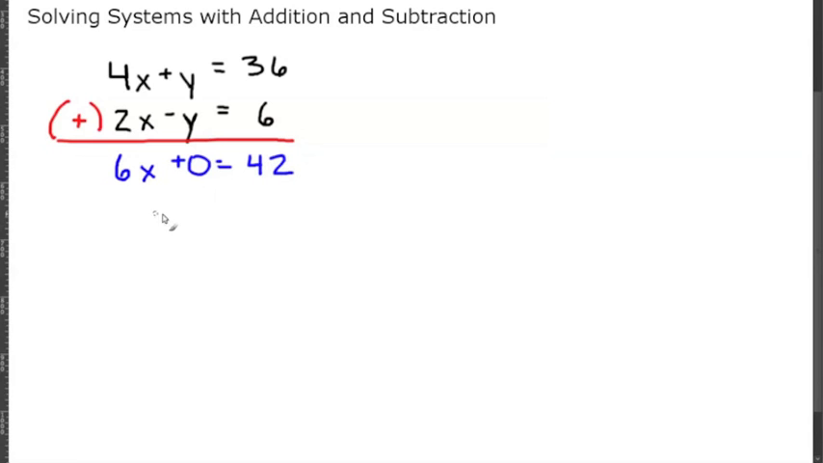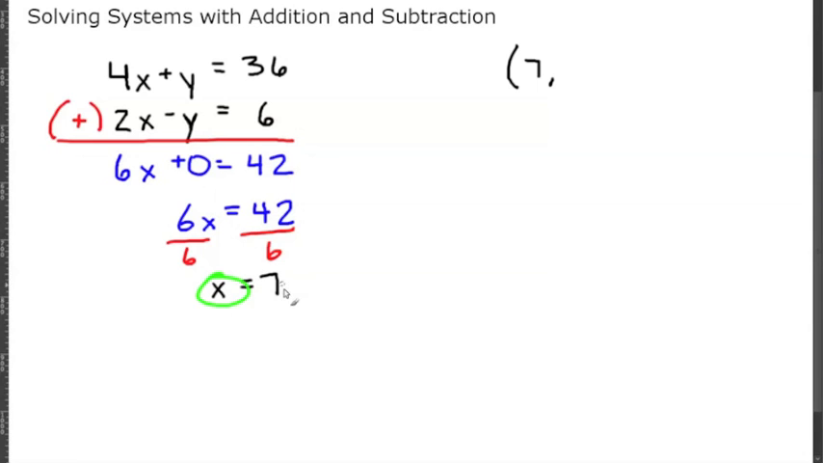So then we're going to be left with 6x equals 42. Now we just divide by 6 to get x by itself. So x is going to be equal to 7. And remember, when we solve a system of equations, we have to solve for an ordered pair because that would be the solution. So knowing that our x is 7, we're going to solve for y now.